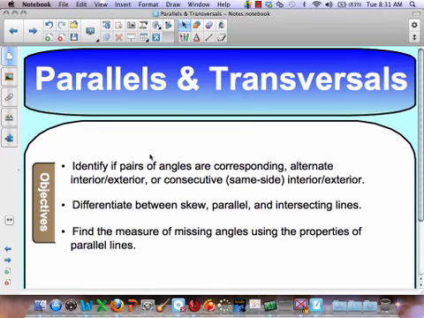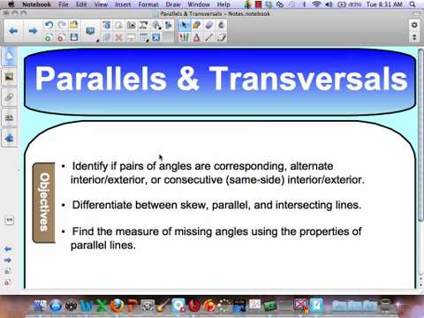So first, what you guys have to be able to do, and this is something you will be asked to do on the test, is identify whether a pair of angles are, and here are the special pairs: corresponding, alternate interior, alternate exterior, and same side interior and same side exterior. Those are the types of angle pair relationships formed when we have two parallel lines and another line called the transversal that cuts through both of them.